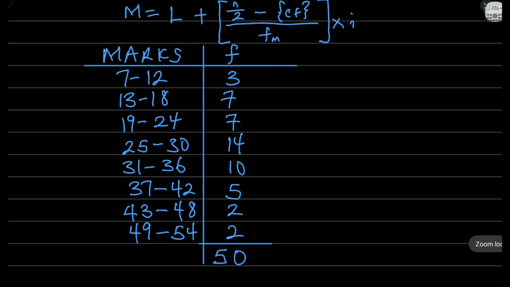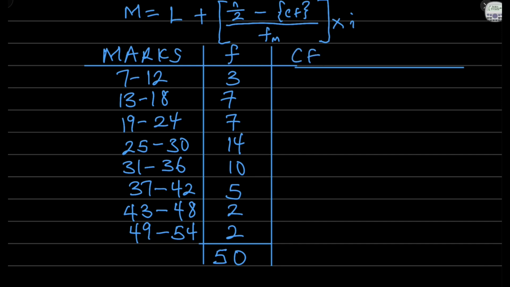Your cumulative frequencies, you get by creating a new column for your cumulative frequency, and so let's extend this and call it CF. So you start by picking your first frequency, which is 3. You add it to the next frequency, 10. You add it to the next frequency, 17. So you just keep adding it down step by step. So I'm going to do that in the blink of an eye.